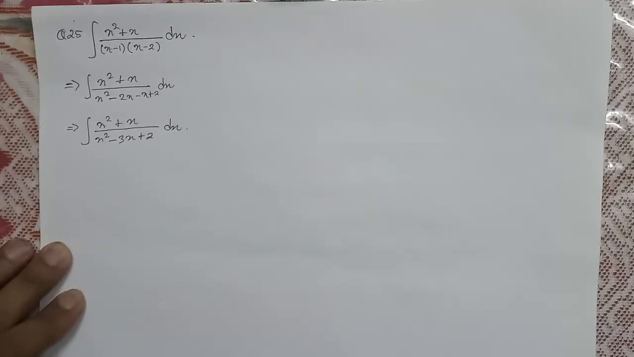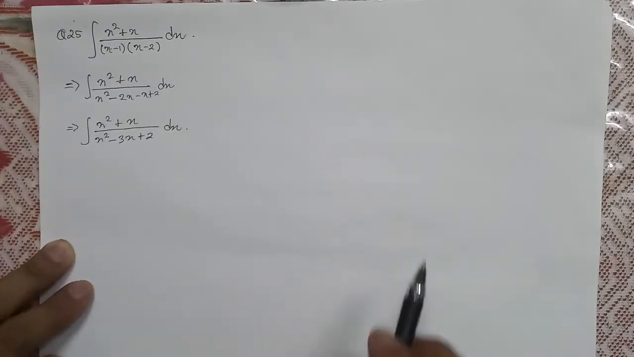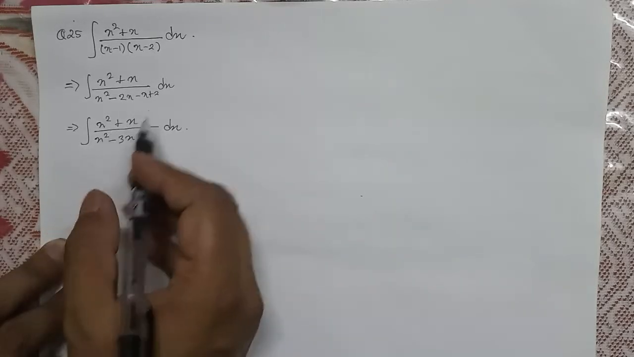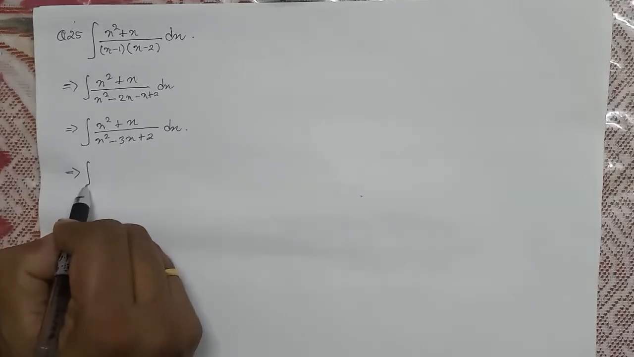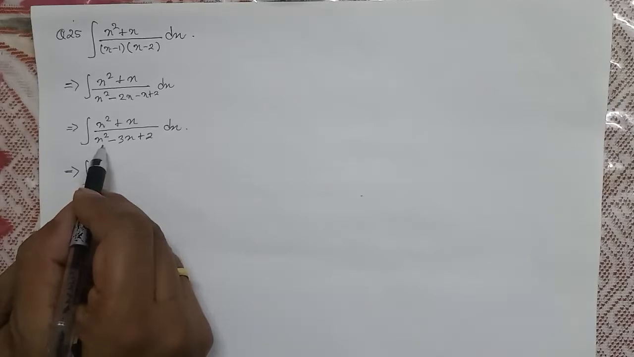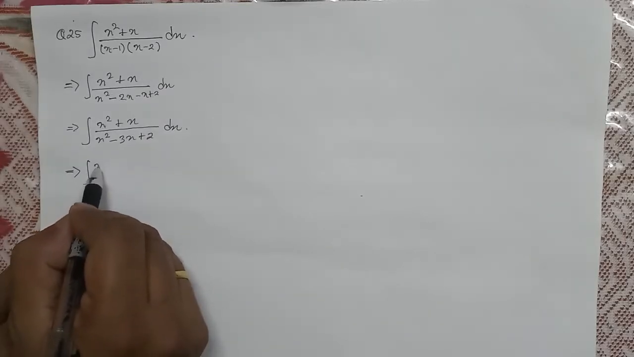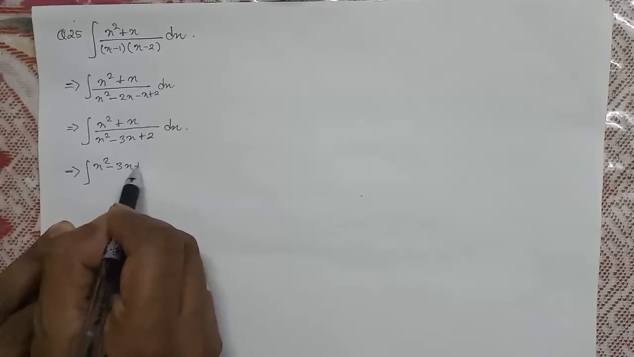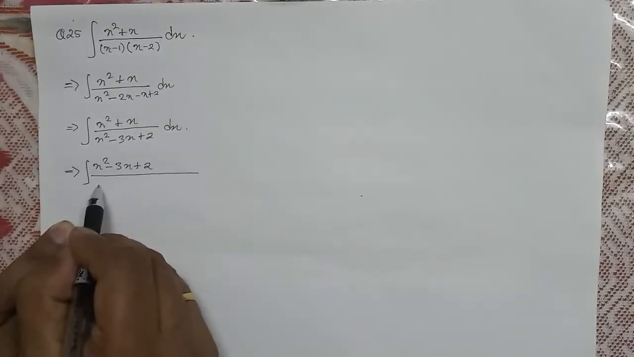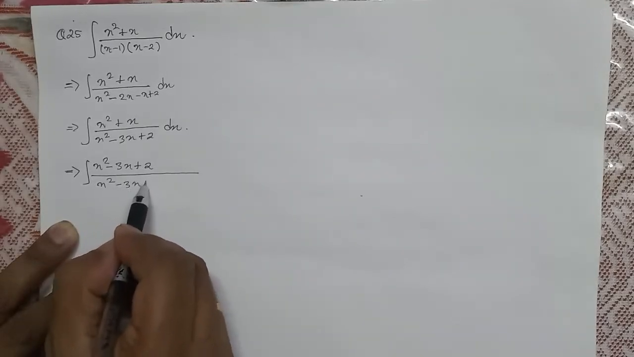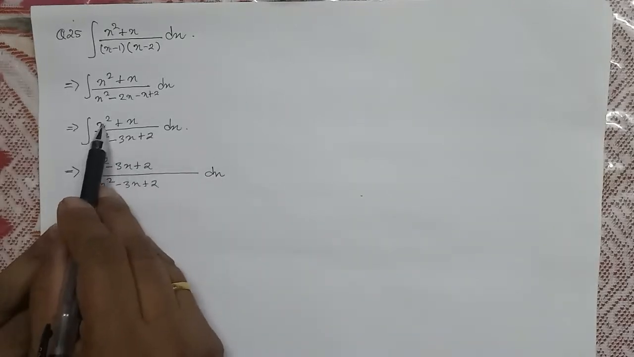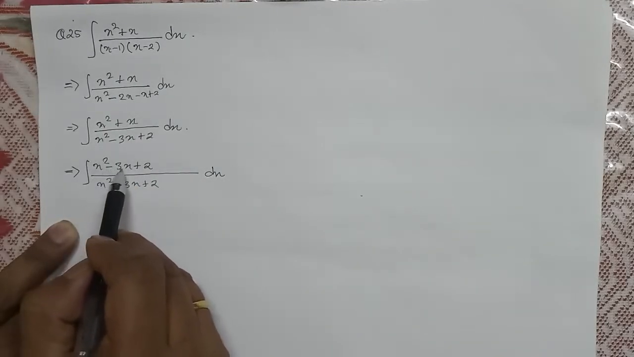This step is very important, dear student. Try to adjust this denominator in the numerator. The easy method is to write the entire quantity of the denominator in the numerator. The denominator is x square minus 3x plus 2. The same thing I'll write in the numerator, x square minus 3x plus 2, divided by x square minus 3x plus 2. In the numerator it is supposed to be x square plus x, but I'm writing x square minus 3x plus 2.